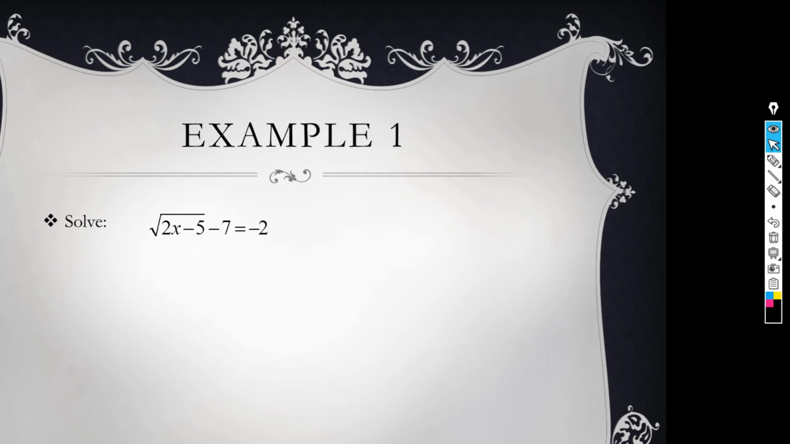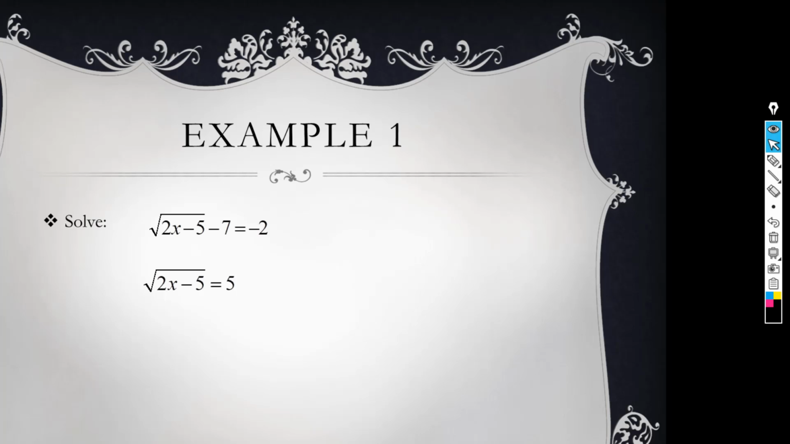So the procedure is basically to isolate the radical, assuming you have just one radical expression. Here we have one radical expression on the left side, so what we want to do is isolate it. I could add 7 to both sides, cancel the minus 7 on the left, and then 7 and minus 2 will give me 5. So that gives me this, adding 7 to both sides.